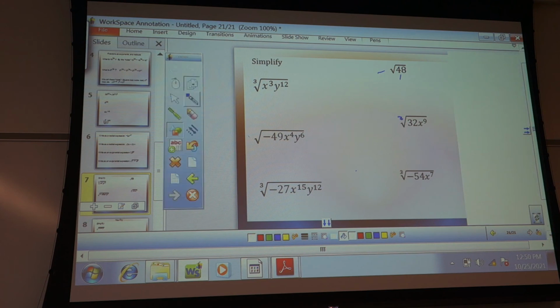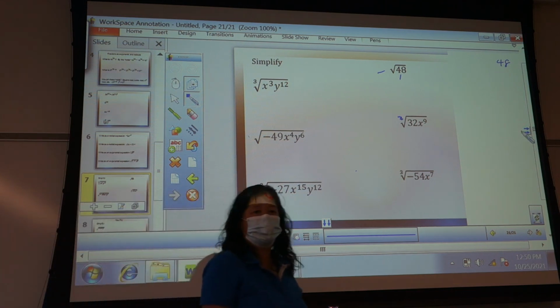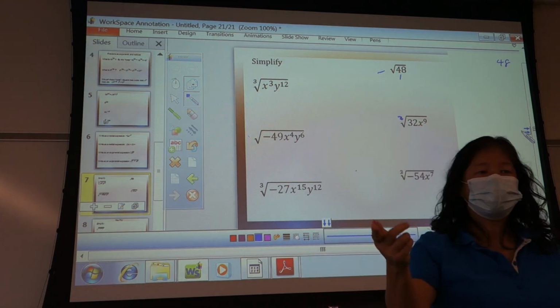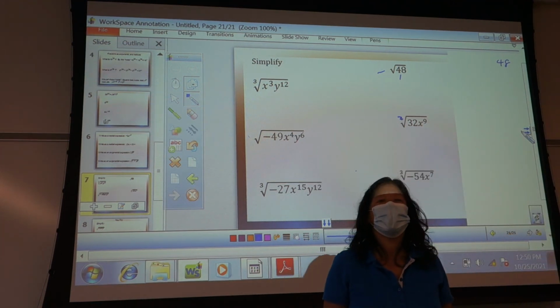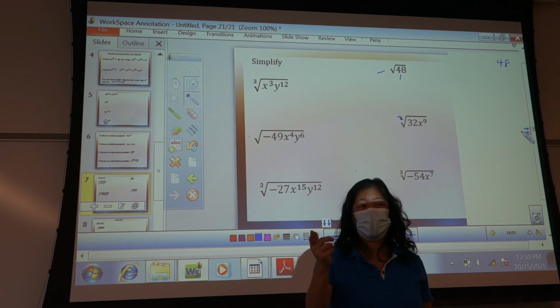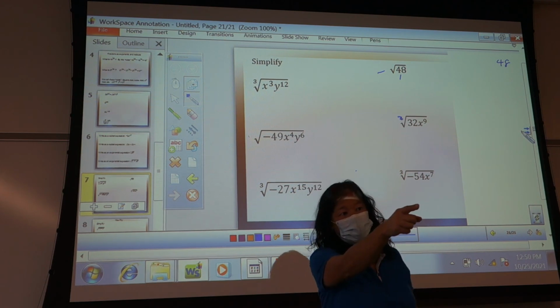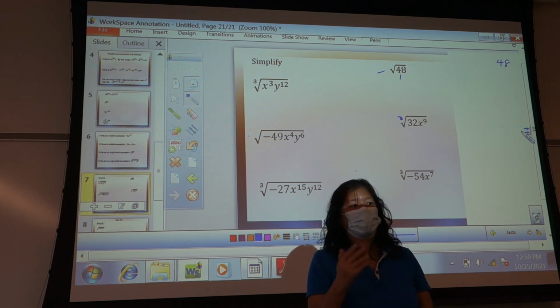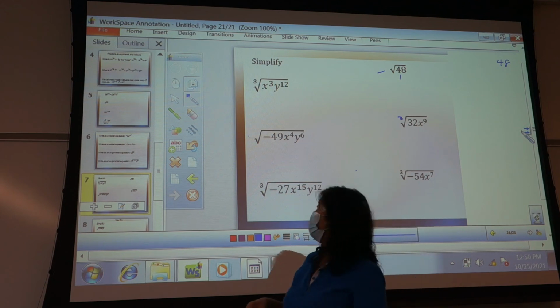Okay, 48. When you have numbers, you want to factor them. The easiest way: how do you tell if something is divisible by 2? It's an even number. How do you tell if something is divisible by 5? It's a multiple of 5. What do we know about it? It ends in a 5 or a 0, right? 5, 10, 15, 20, 25, 30.